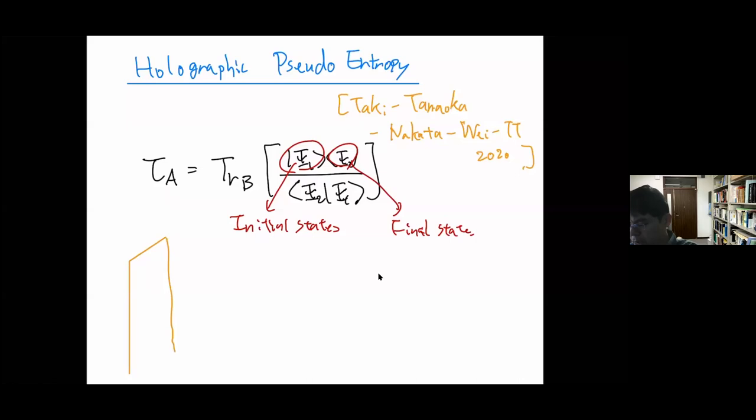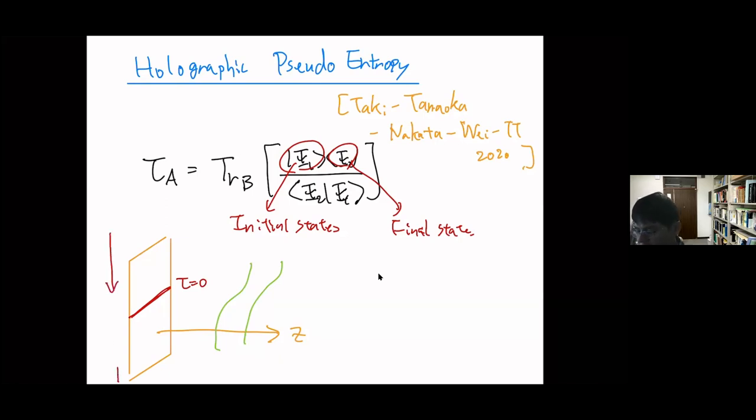The reason why we write this is the following. We have an AdS setup with the Z direction, and the tau equals zero surface, and we have some non-trivial time dependence like this. Because of this time dependence, asymptotically we prepare a non-trivial path integral here, and this first one prepares a state which we call the initial state psi one. Another path integral prepares another state called psi two. So psi one and psi two are different, and that is the reason we have this transition matrix structure. We trace out B, and this is what we call the reduced transition matrix.